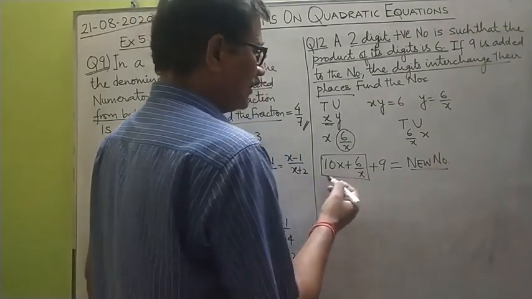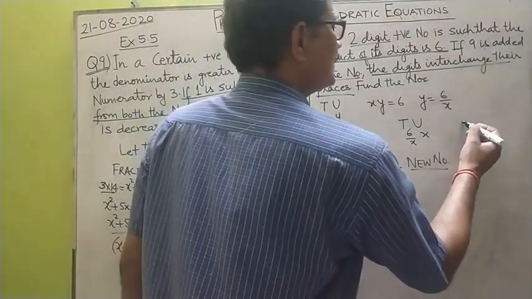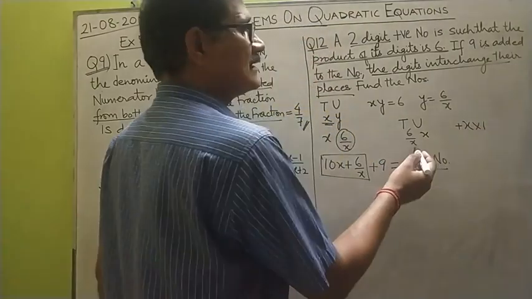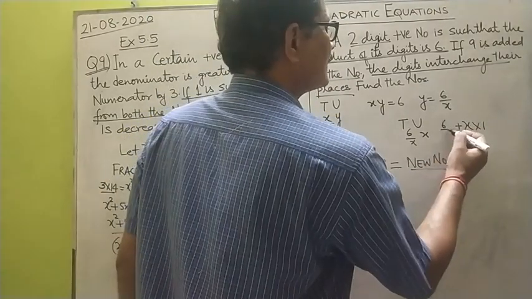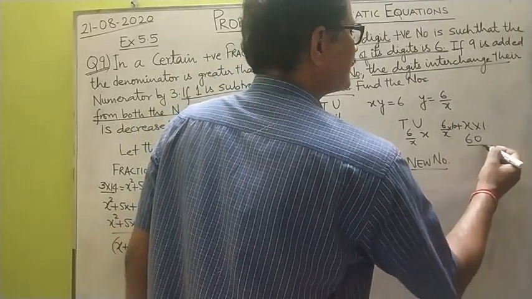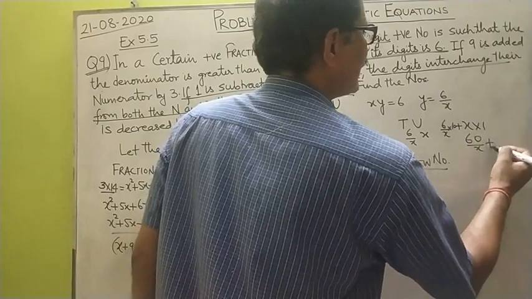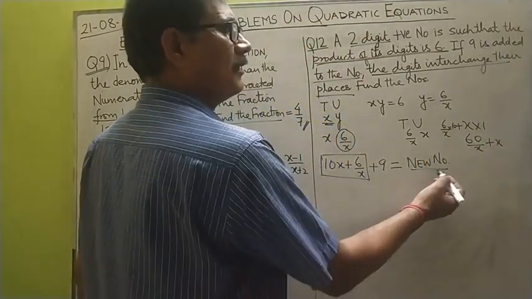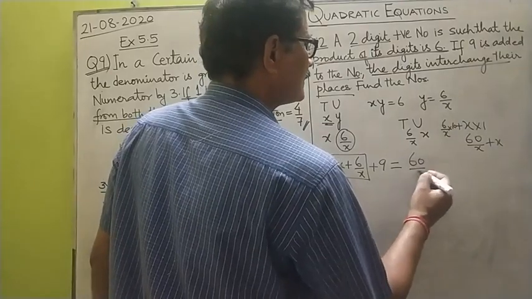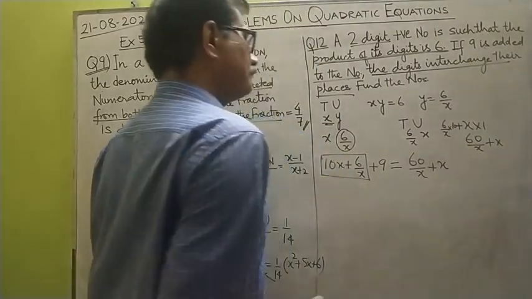Now the number will be got in the same way. Multiplying the unit digit by 1 and adding to it the tens digit multiplied with 10. So 6 upon x into 10, so we get 60 upon x plus x. So in place of the new number, what shall we be writing here? We shall be writing now 60 upon x plus x.